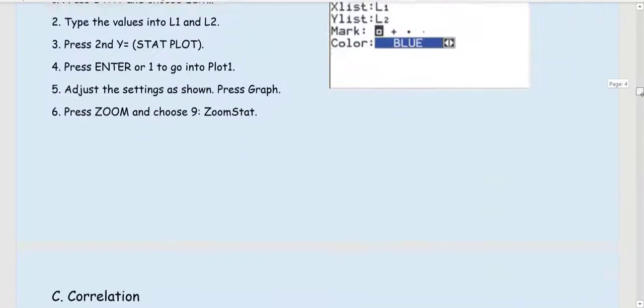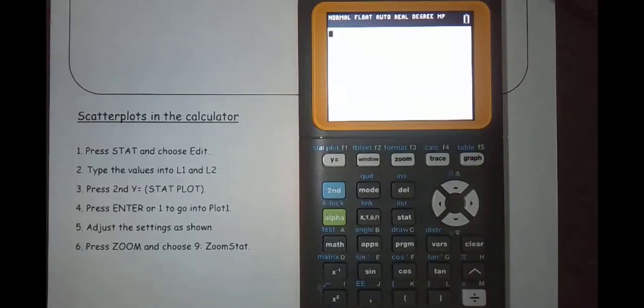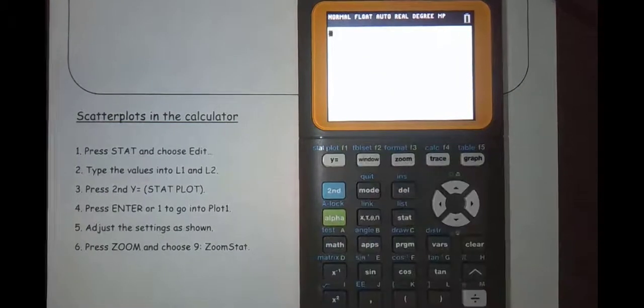One last thing that I want to talk about is how do you make a scatter plot in your calculator? We're actually going to cut to my calculator for this last part. Please follow along when I do it with this part in your calculator. Ladies and gentlemen, we're going to talk about how to graph scatter plots on the calculator. So here I have my graphing calculator.